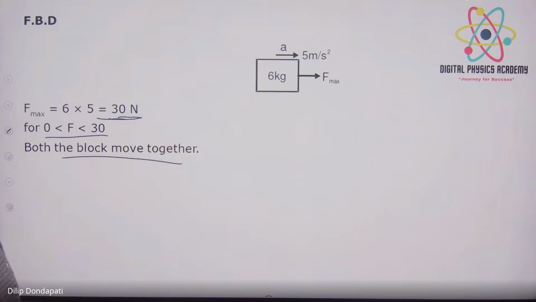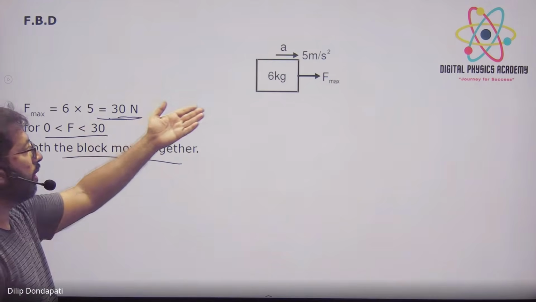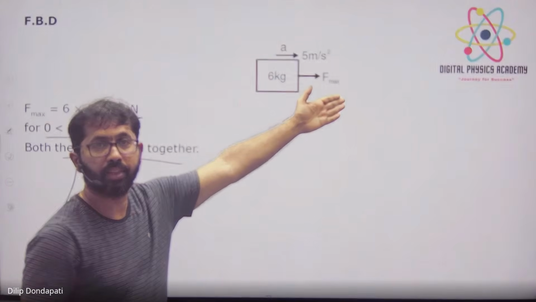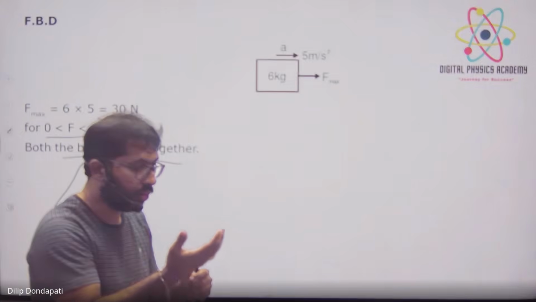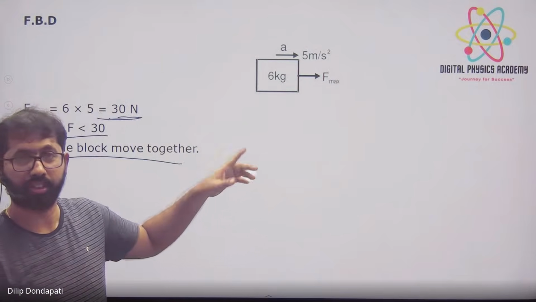If it is more than 30, it will not move together, right? But we don't even know what force was applied, so how can we tell? That is the only force we calculated. Maximum force application means the question will give you the next one, as a continuation, and you will understand it.